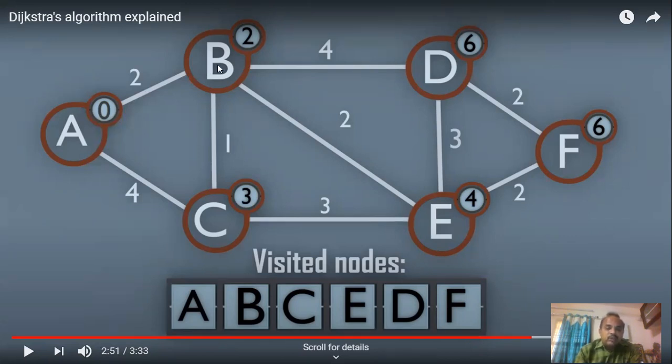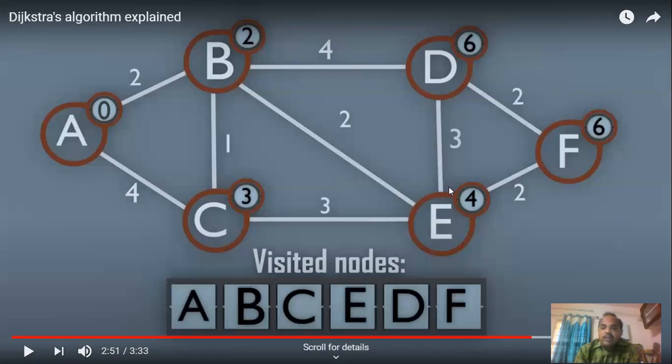Next one. What are the connected edges? This one 4, this one 2, this one 1, 3. So we compare. Which one is the shortest one? The lowest cost edge is this one, B to C. Then we move from B to C. Clear? So next, what are the connected edges? Only one weighted edge is there, which is 3. Move from C to E. Clear? Then the next one, E to F.